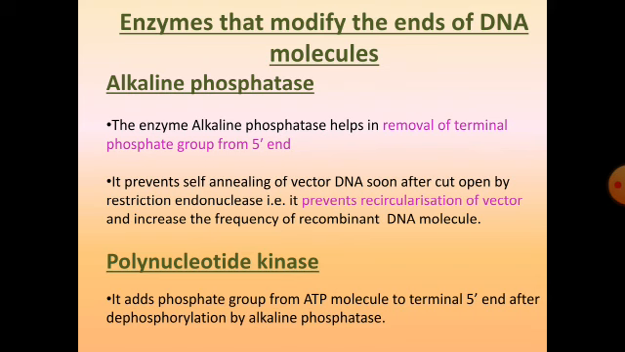The next enzyme is polynucleotide kinase. It adds a phosphate group from an ATP molecule. The ATP molecule acts as a donor for the phosphate group. Then the donated phosphate group is transferred to the terminal 5' end of the DNA molecule after dephosphorylation by alkaline phosphatase.